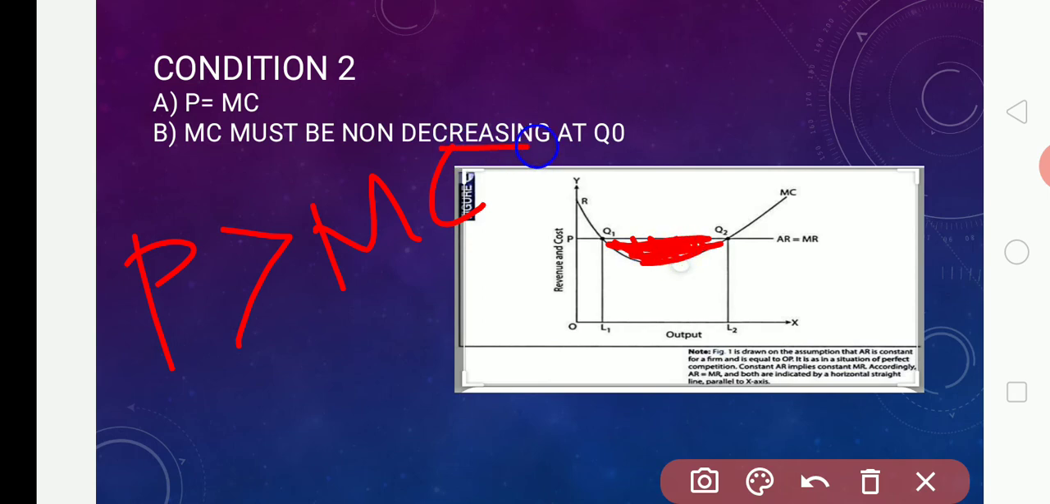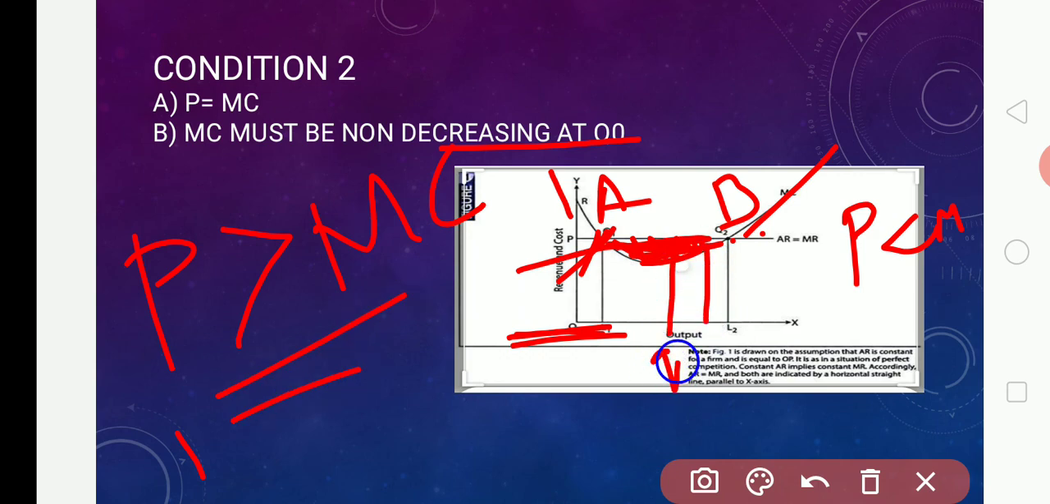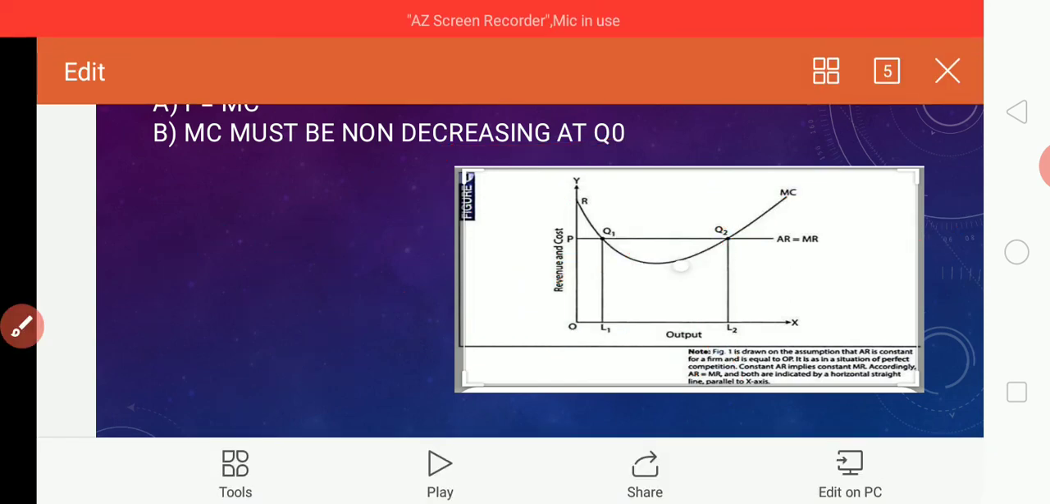Okay, where the profit will be the maximum for the firm. It should not be decreasing at Q0. Points A and B are not points of profit maximization, because here the price is lesser than the marginal cost. Here also the price is lesser than the marginal cost. Where the price is greater than marginal cost, between Q2, Q3 and Q4, the firm gets the maximum profit. If you have any doubts, you can clarify and ask me.